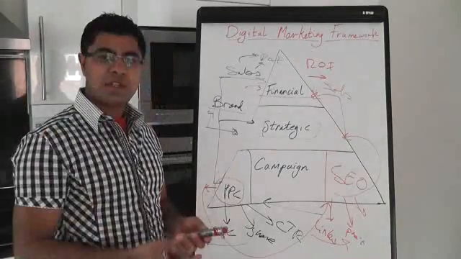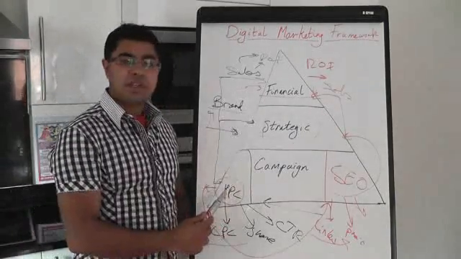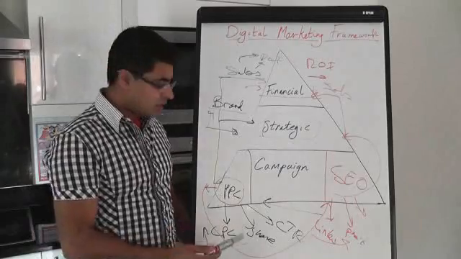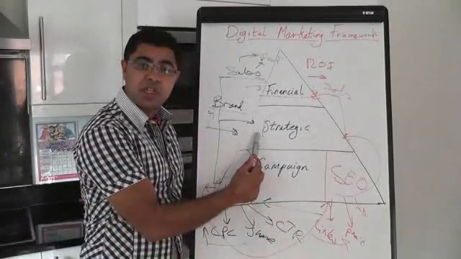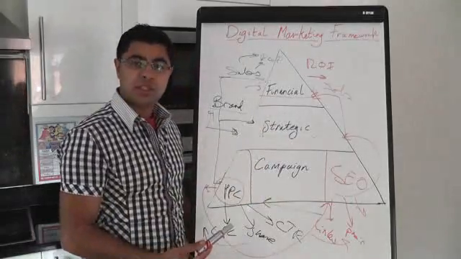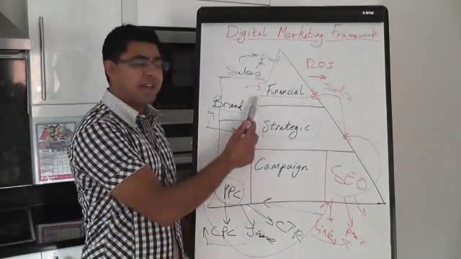To summarize today's session, there are three key dimensions to a digital marketing framework. That is the campaign and exposure metrics, the strategic goals, and the financial goals. And ultimately what we are aiming for are the financial goals.